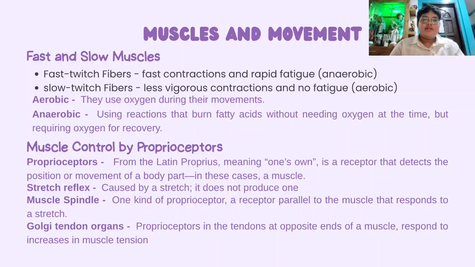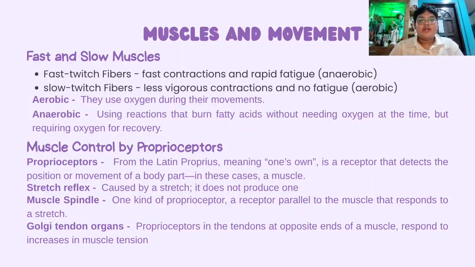One kind of proprioceptor is the muscle spindle. It is a receptor parallel to the muscle that responds to a stretch. When the muscle is stretched, the muscle spindle sends a message to a motor neuron in the spinal cord, which in turn sends a message back to the muscle, causing a contraction. We also have Golgi tendon organs, which are proprioceptors in the tendons at opposite ends of a muscle. They respond to increases in muscle tension.